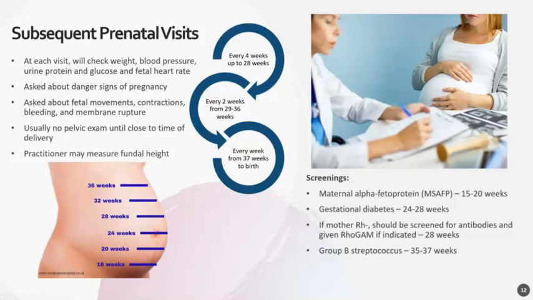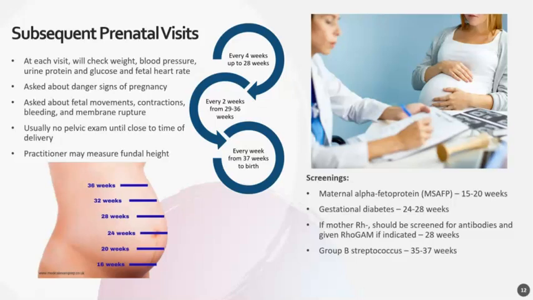At 28 weeks, a woman who is determined to be Rh negative should be screened for antibodies and given anti-D immunoglobulin, or RhoGAM, if indicated. If not, they can have some blood compatibility issues if the mother's negative but the child is positive. If the baby is positive, the mother is given another RhoGAM shot after delivery.